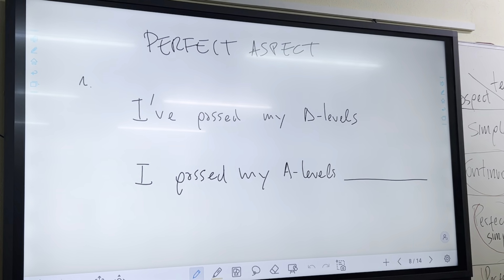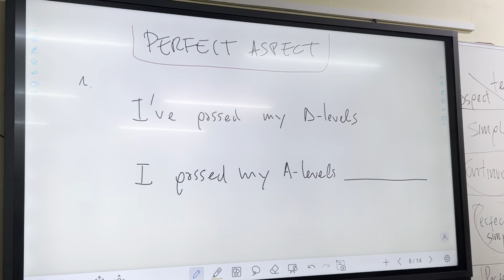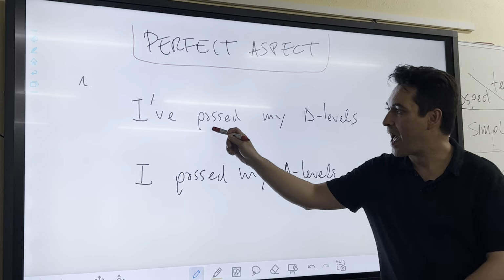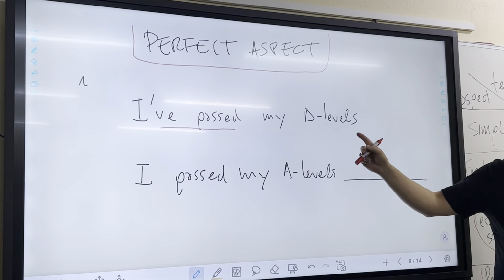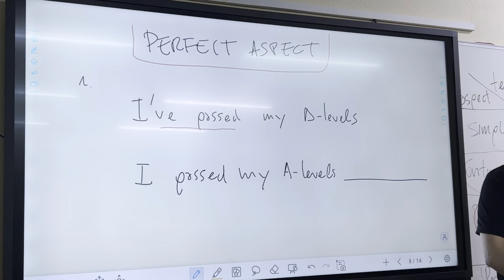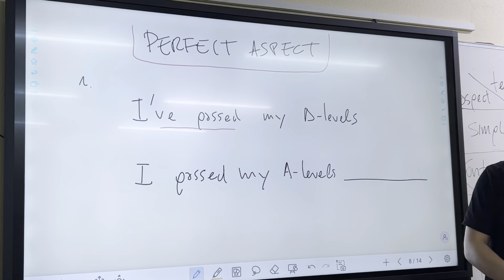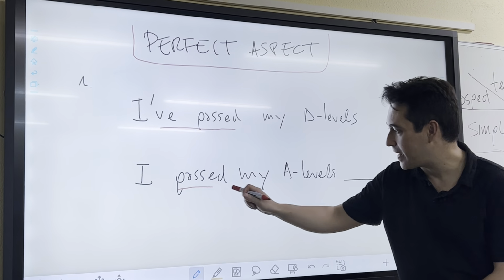Good. Now let's talk about the perfect aspect. Have a look at these two sentences. I've passed my A levels. What are the A levels? Yeah, it's like bachillerato in Spain. When you finish bachillerato, your final exams in the UK are the A levels. I passed my A levels.